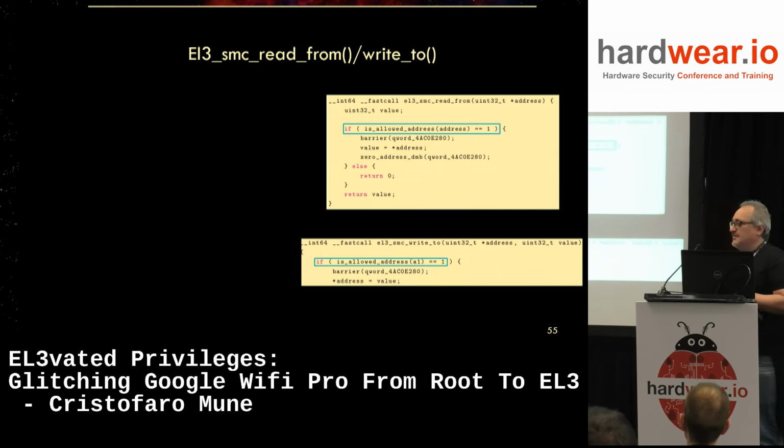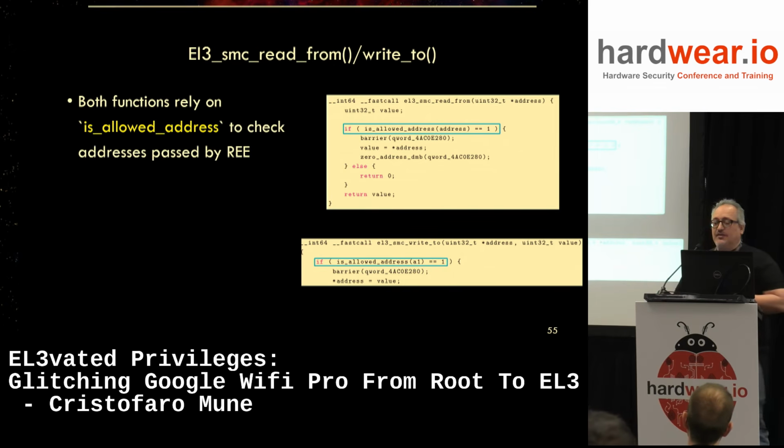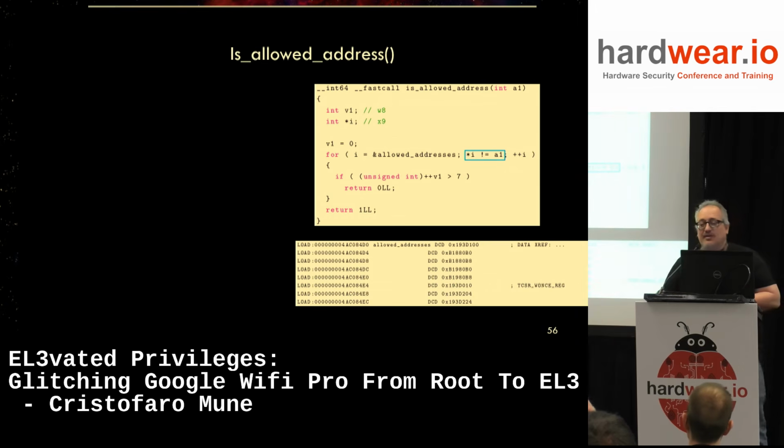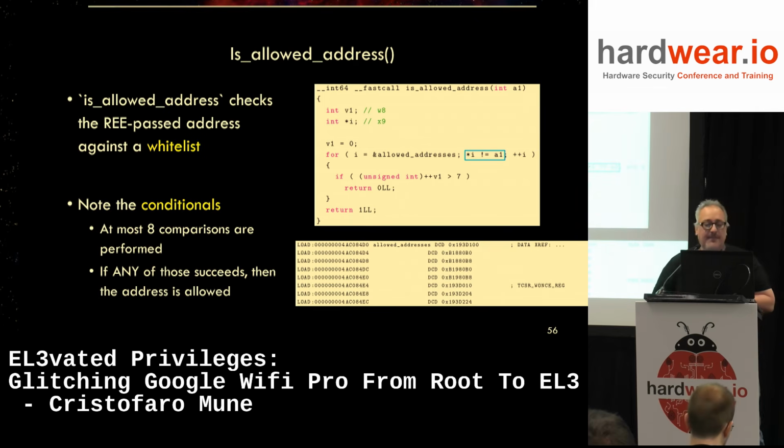Unfortunately, there is a check. You cannot read everything. You can read what is passed by is allowed address. Now, is allowed address is a check which is in there. What does it do? It checks that the address that you pass belongs to a whitelist. You can only read and write through that whitelist, okay?